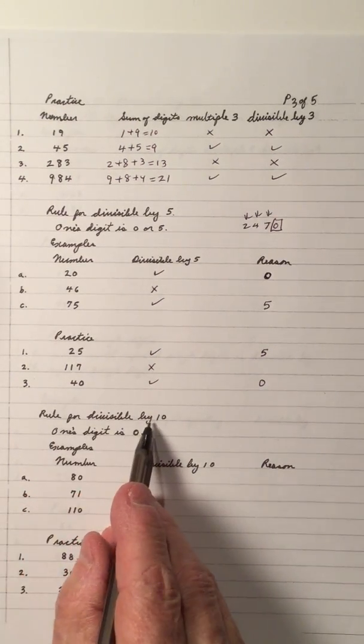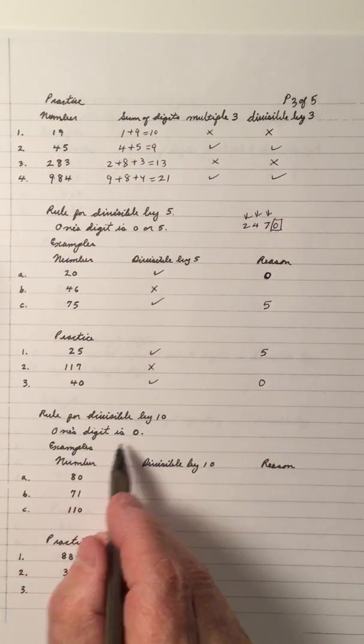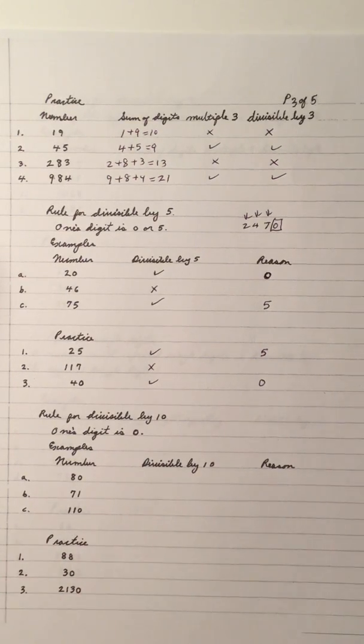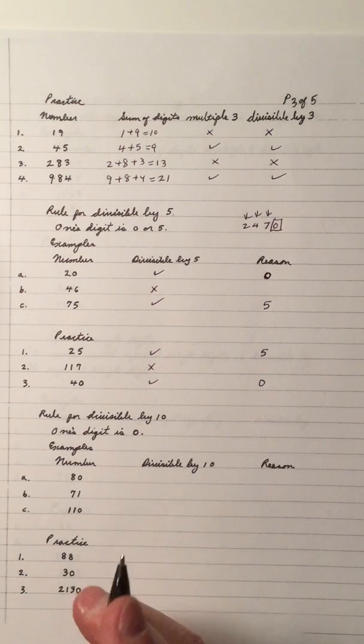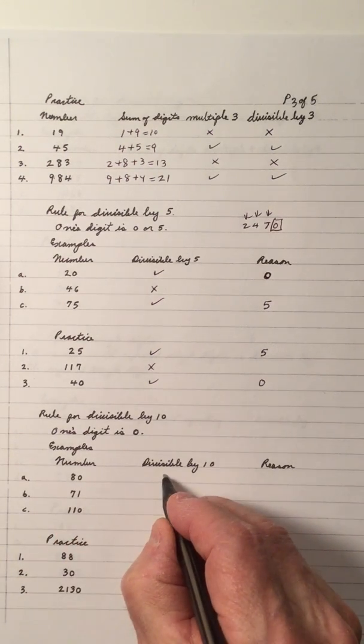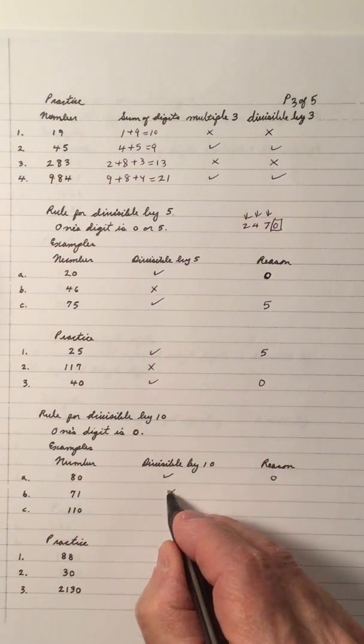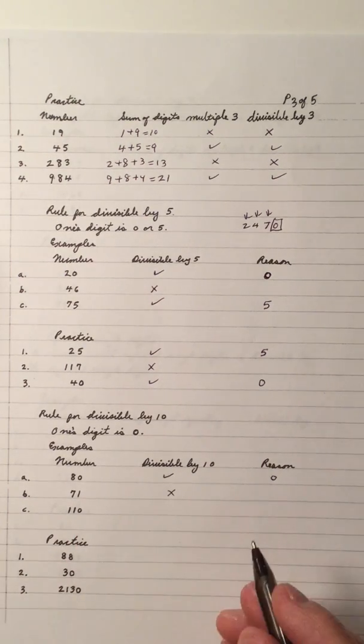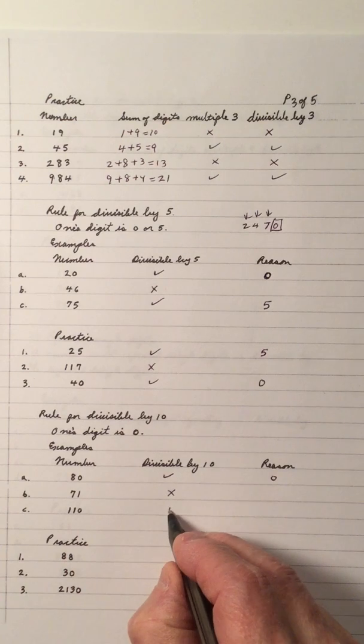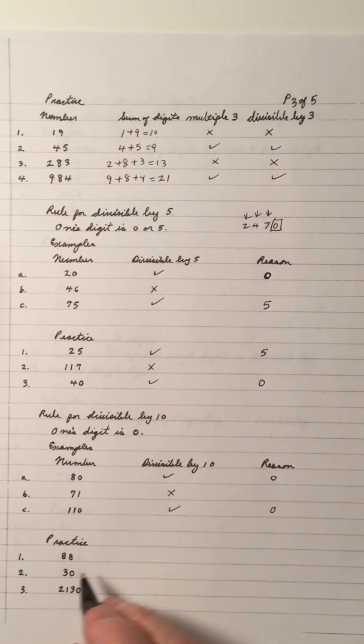Rule for divisibility by 10: the ones digit is a 0. That's the easiest one to recognize. When you look at a number that ends in a 0, you know automatically it's divisible by 10. 80 is divisible by 10 because it ends in a 0. 71 is not divisible by 10 because it doesn't end in a 0. 110 is divisible by 10 because it ends in a 0.